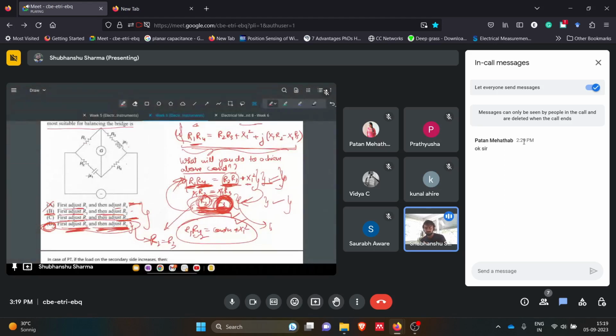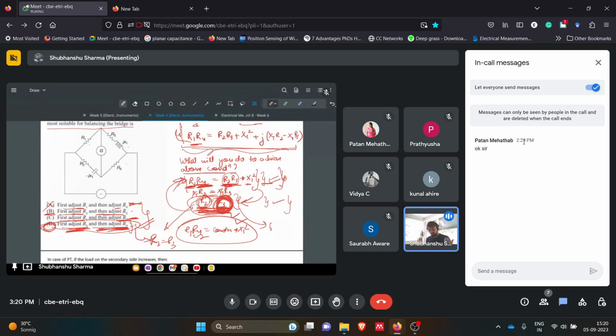So we adjusted R3 first. Adjusting R3 means we made R3 equal to R2, so we achieved the imaginary balance condition. After that we went for the real part, and then we adjusted another parameter, that is R4, so that we can finally get the balance condition for the real part. So this seems a more approachable option for balancing this bridge.